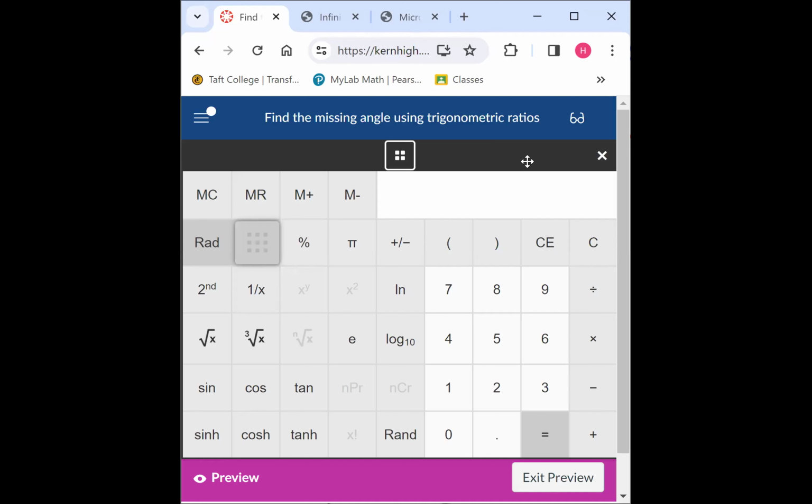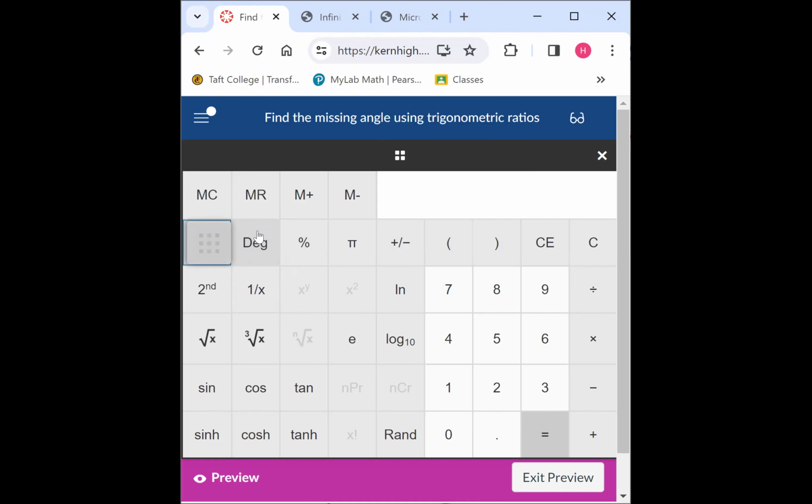Every time I'm going to use a calculator, because I'm using degrees, make sure you have it on degrees. The calculator usually starts on radians. It's a whole different measurement. So make sure you have it on degrees. So I'm going to click it. Make sure you see DEG for degrees.